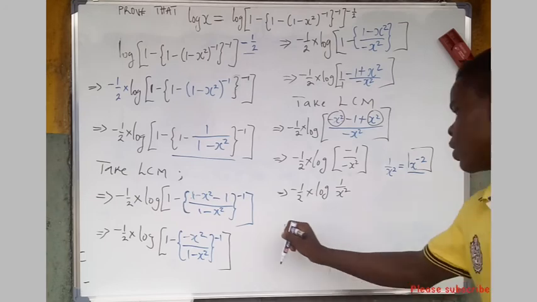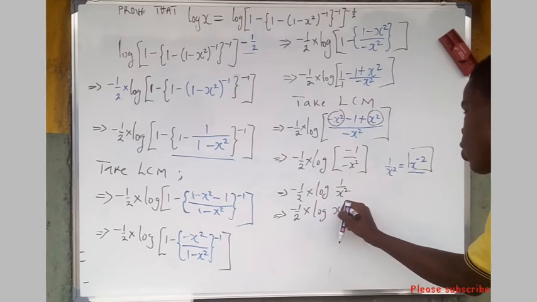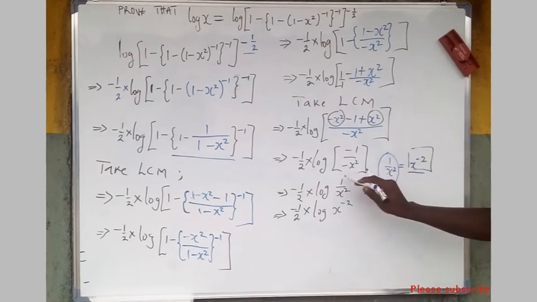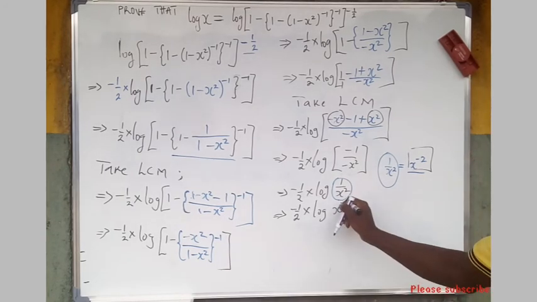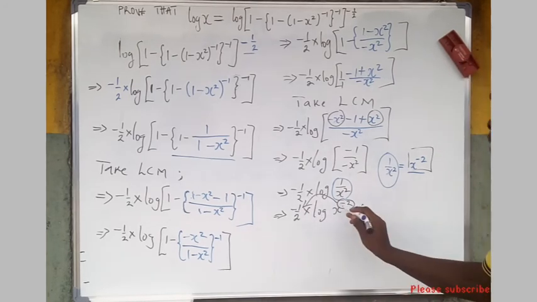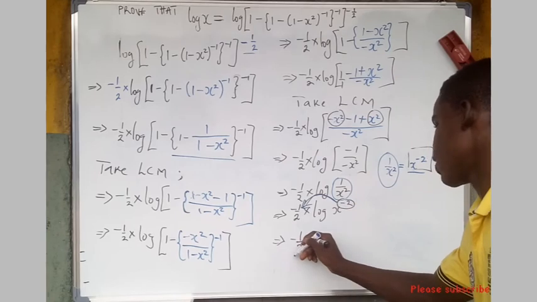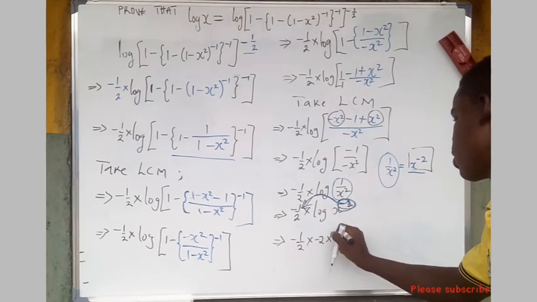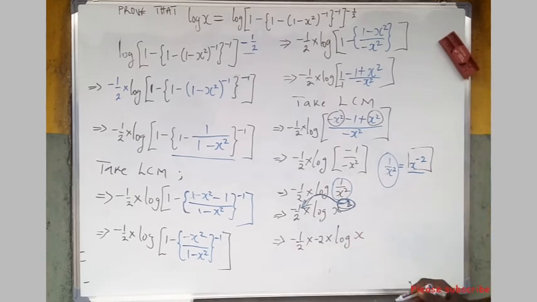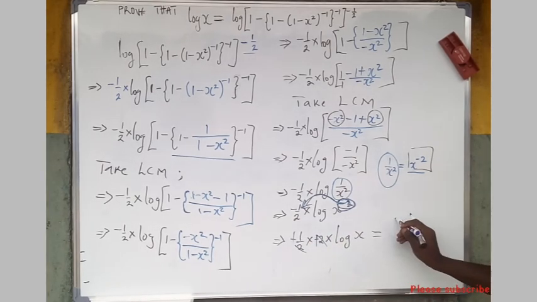Because of that, this would mean negative 1 over 2 times log of x raised to the power of negative 2. From the law of logarithms, since it's raised to a power, we take the power backward. That will become negative 1 over 2 times negative 2 times the log of x. So 2 cancels 2. Negative times negative produces positive. Therefore, this is equal to log x. Proven!